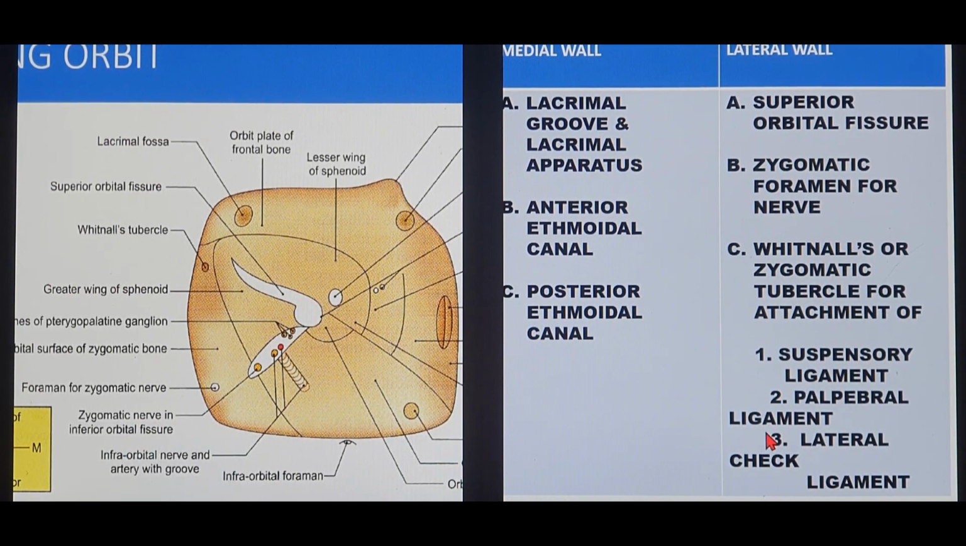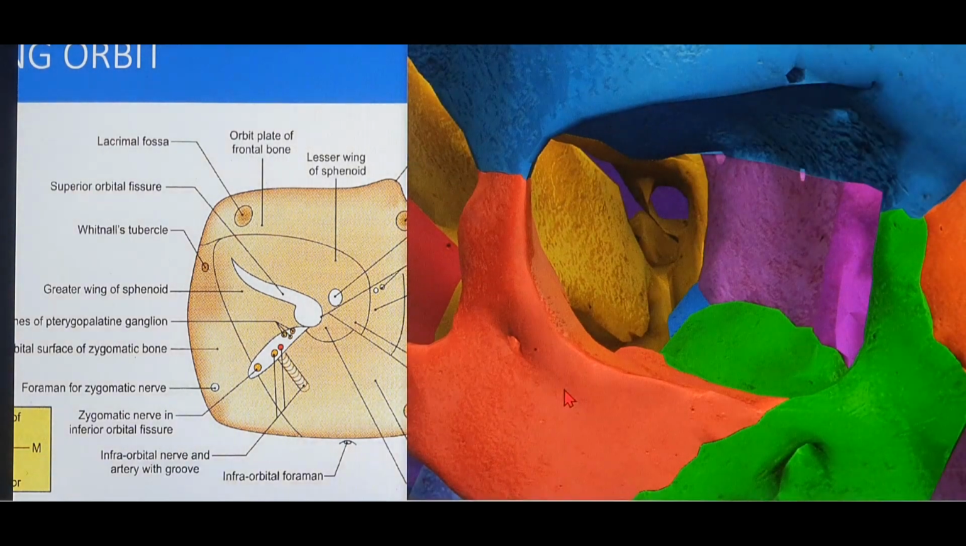So these may also come as MCQs for the entrance exams and the theory exams, for the ophthalmology, ENT and MBBS people out there. So you have to be really careful when you read about Whitnall's or the zygomatic tubercle. It comes under the lateral wall of the orbit, and it gives attachment to these 3 ligaments. So you may get an MCQ that it gives attachment to all 3 except, okay? So you will have the answer. So that is all about the relationships of the orbital cavity and the orbital anatomy. So this is all about the bony anatomy.